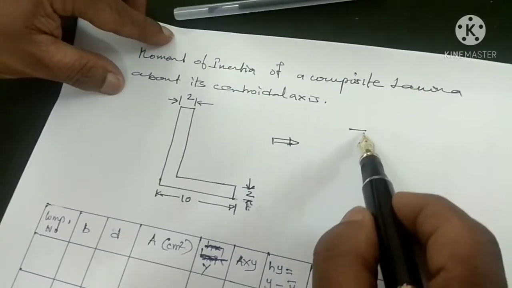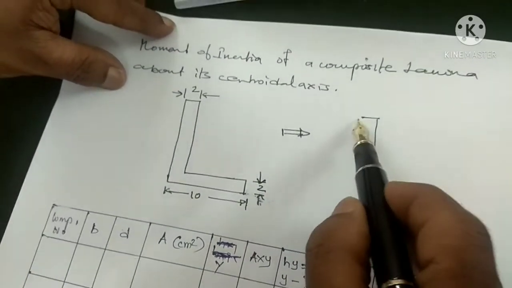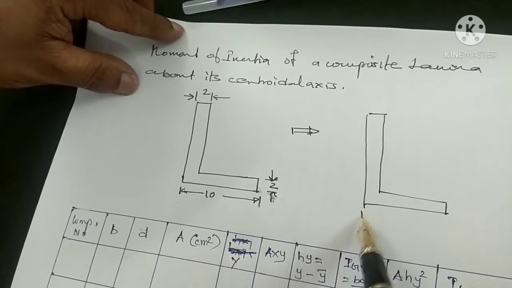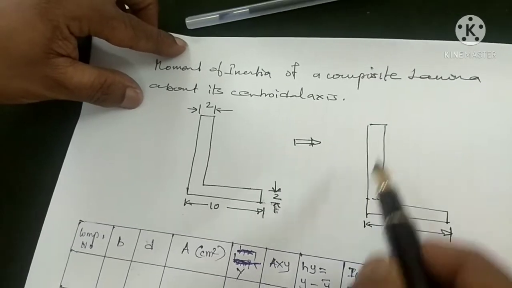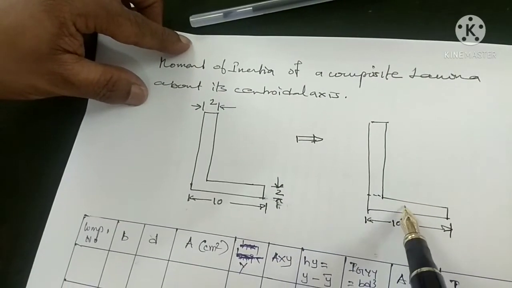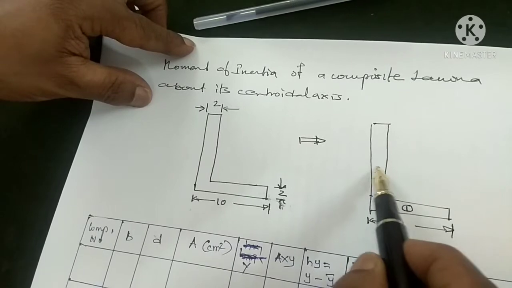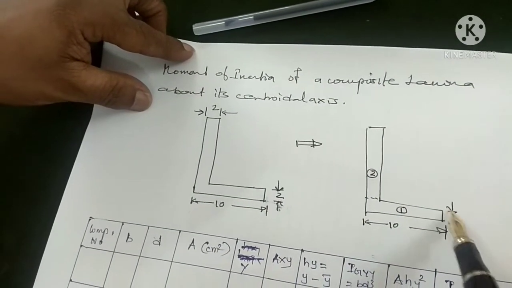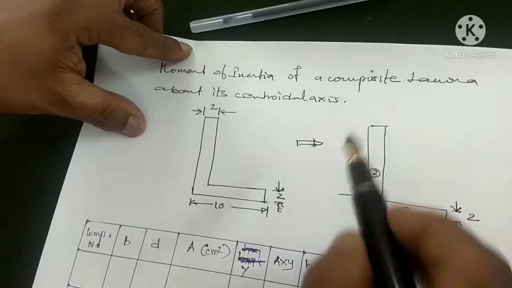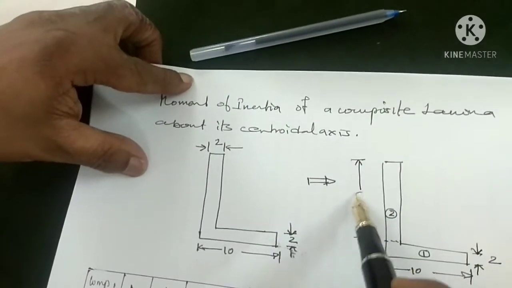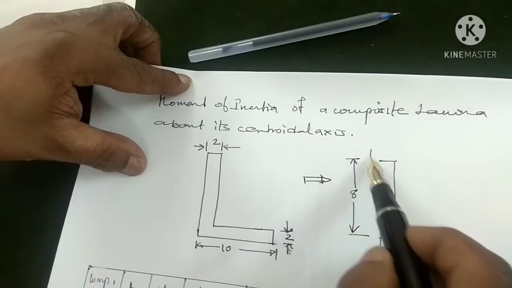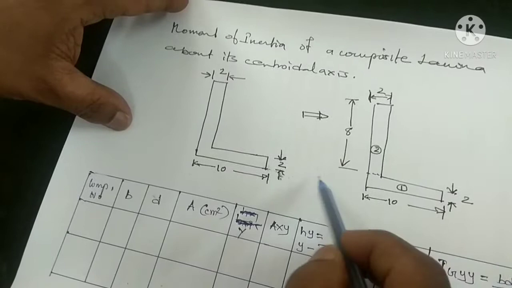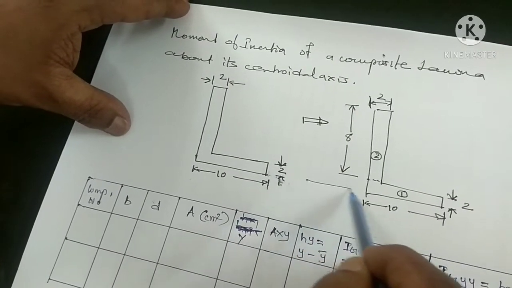So for that purpose, I am redrawing this figure. This is 10. I am making this as two components. This is component number 1. This is component number 2. Here it is 10, here it is 2, here it is 8 and here it is 2.